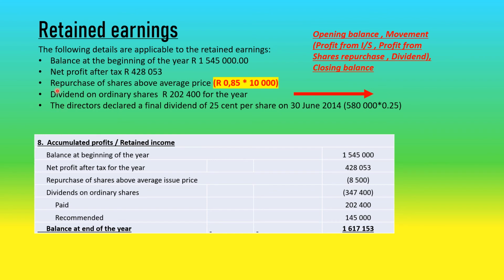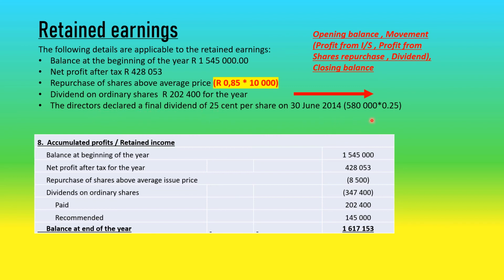Then you've got the repurchase of shares above average price. So if you remember from our previous example, we purchased shares at 4 Rand, whereas the cost of the shares that we calculated was 3 Rand 15. So we made a loss of 0.85 cents per share. Times 10,000 shares will give you 8,500. Thereafter, we've got the dividend on ordinary shares to be 202,000, and the directors declared a final dividend of 25 cents.